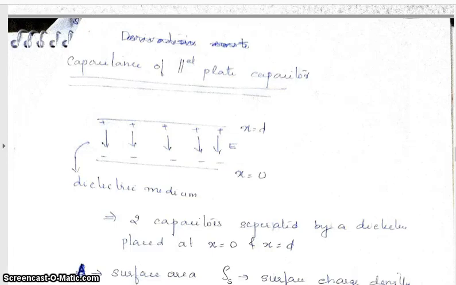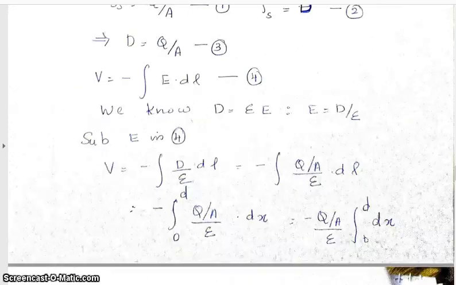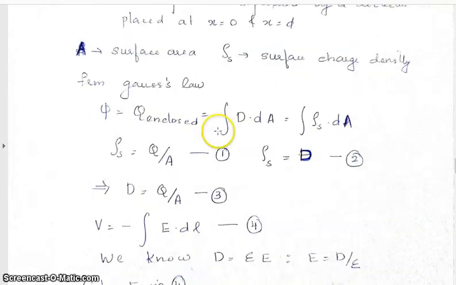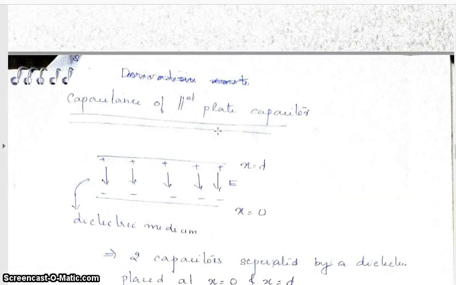So next we have to see two more derivations, that is the capacitance of a parallel plate capacitor and then the capacitance of a coaxial cable. These two derivations are very important. So first, what is a capacitor?